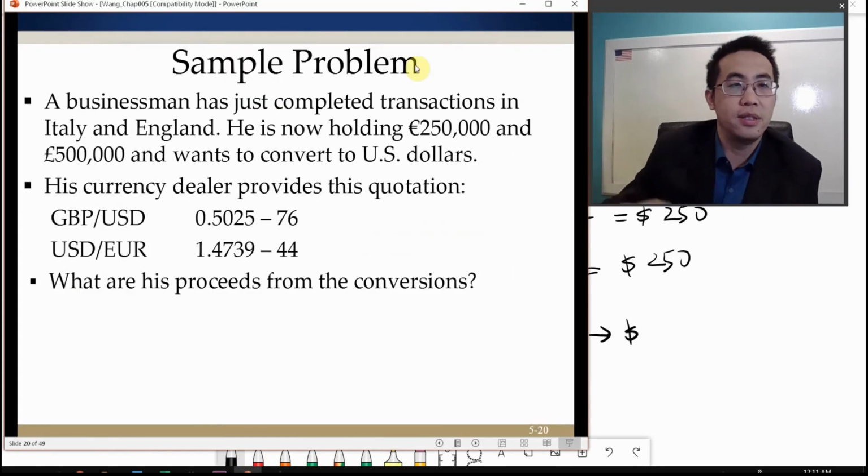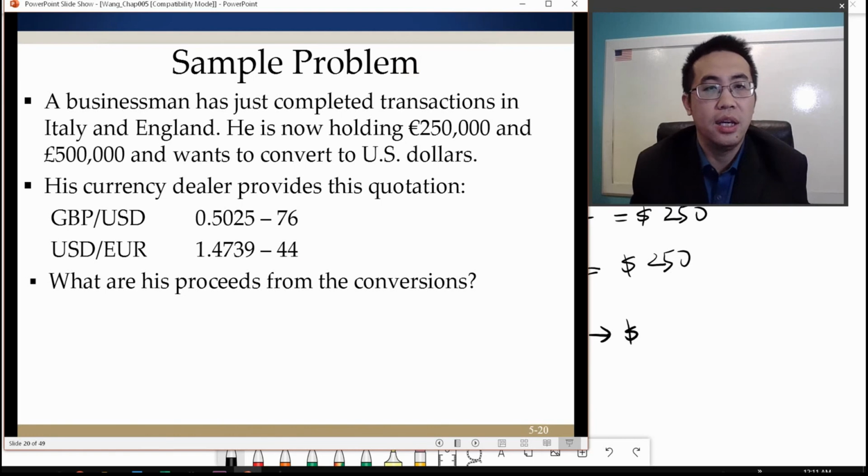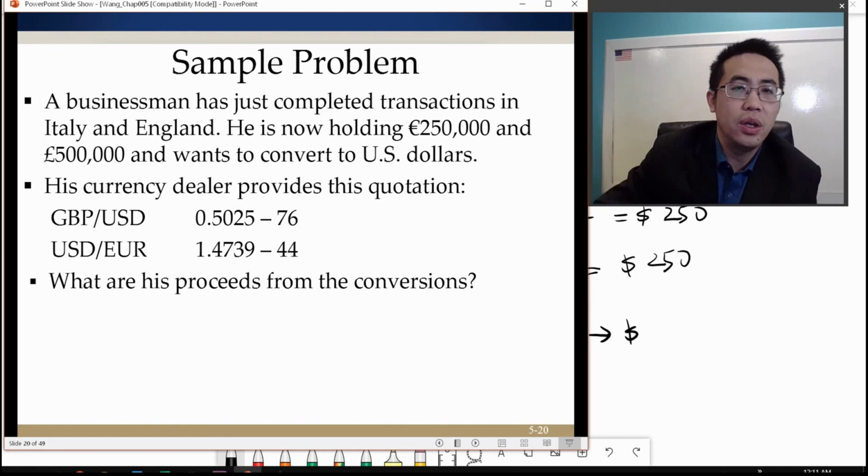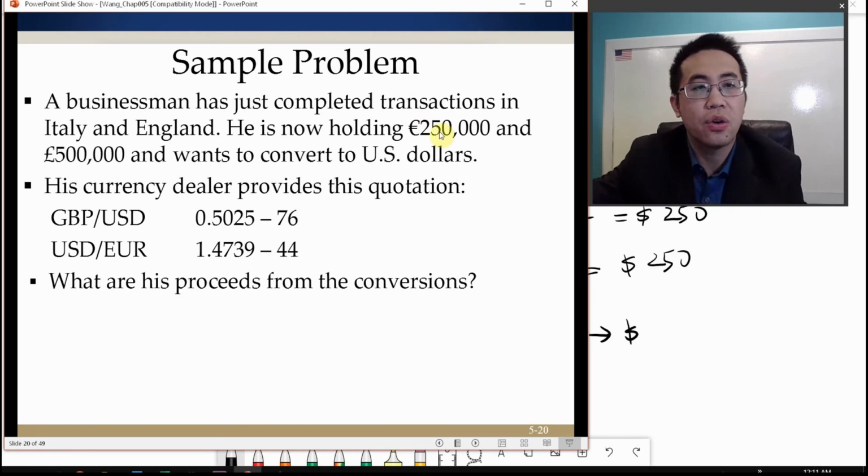So we have this businessman, and he is holding some euros and some pounds, and he wants to convert to US dollars. How much proceeds can he get? If you are looking at euro conversion, and this is the direct quote with a euro bid and ask, this is the lower one. The lower one is the bid price.